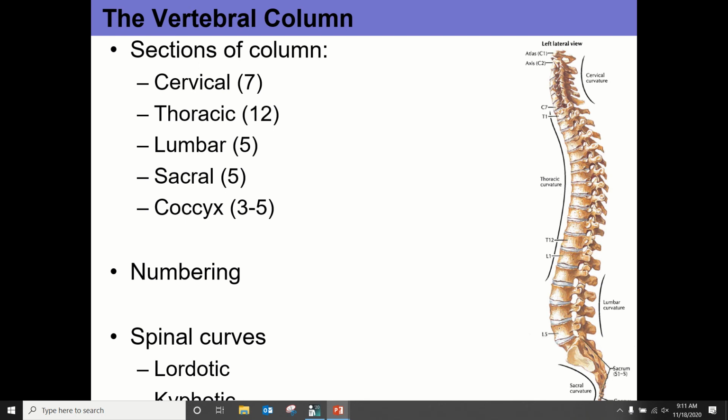And then the lumbar section, there's 5 vertebrae there, starting with L1 on down to L5. So the lumbar section, these 5 vertebrae make up your low back. So lumbar section, low back.